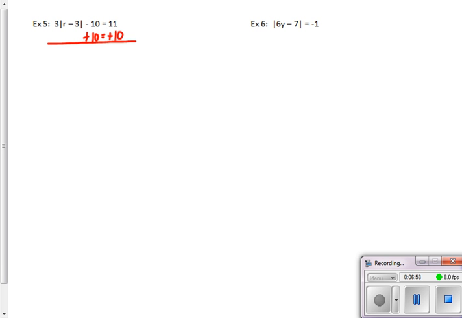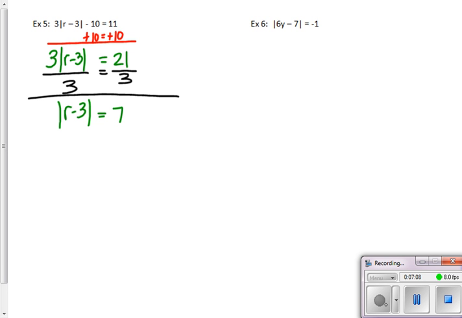First step for isolation, add 10 to both sides. Here's what the equation would now look like working down the paper. Second step, divide each side by 3, because you need to get rid of the 3, which is multiplying into the absolute value. New equation now, we have absolute value r minus 3 equals 7.